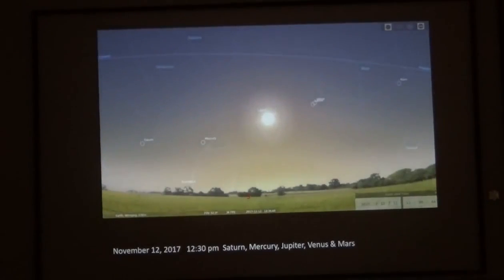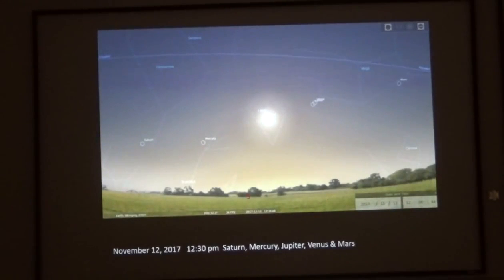Okay, now this is what we're going to talk about. It should be the 13th, but I put down the 12th for some reason. I was thinking it's coming out on the 12th as opposed to the 13th. So here's a conjunction we kind of talked about earlier. Of course, we have Venus and Jupiter right about here. We have Mars, we have Mercury, and Saturn over here. So this is roughly about 12:30 in the afternoon.